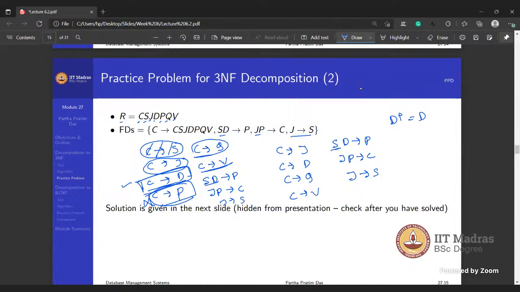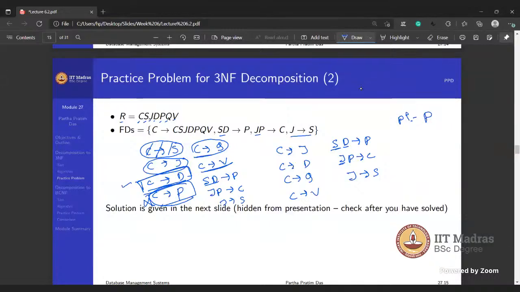Then we have to check whether D is an extraneous attribute or not. So without the help of D, find S closure. We will not get P. So D is not an extraneous attribute. Okay. Then you have to check whether J is an extraneous attribute or not. So without the help of J, find P closure. With P closure, we will get only P. So J is not an extraneous attribute.